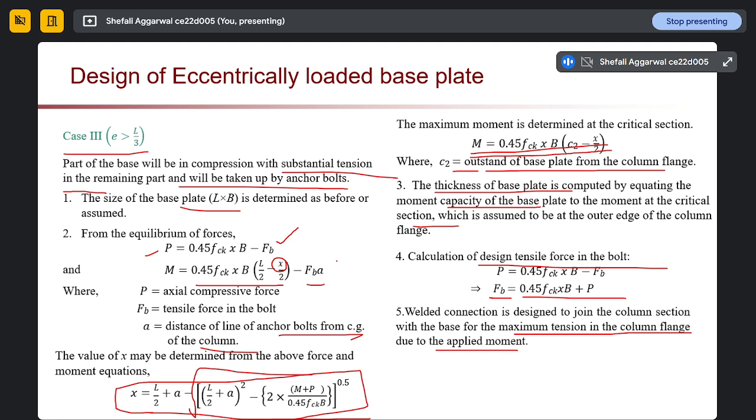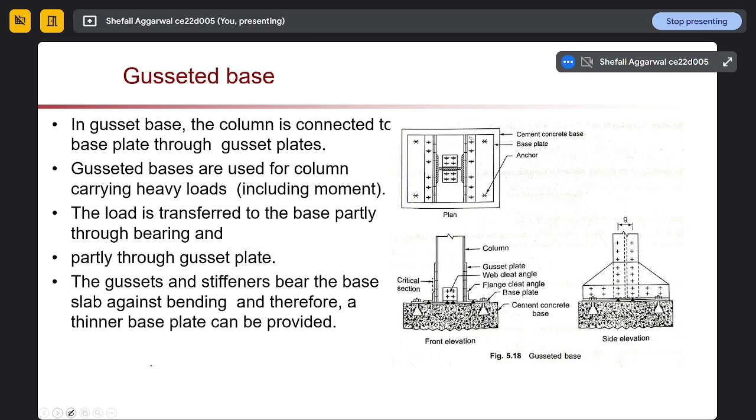So this is all about the various design considerations in the case of our eccentrically loaded base plate. Otherwise, the complete design will be almost similar to what we have seen for the design of a slab base plate.